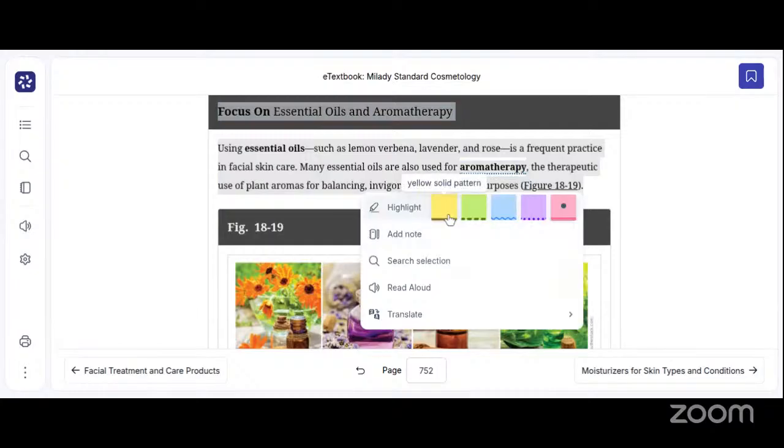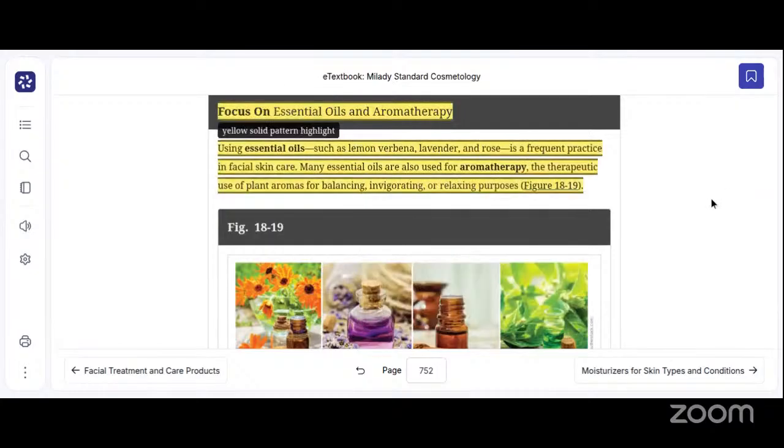I do want you to review that using essential oils such as lemon verbena, lavender, and rose is a frequent practice in facial skincare. Let me tell you what rose does. It really hydrates the skin, but it also maintains the youth of the skin, which means it helps smooth the skin and soothe the skin if anything is hurting, such as pain from waxing, or it'll help calm the skin down. Okay, but rose water is made from rose petals.